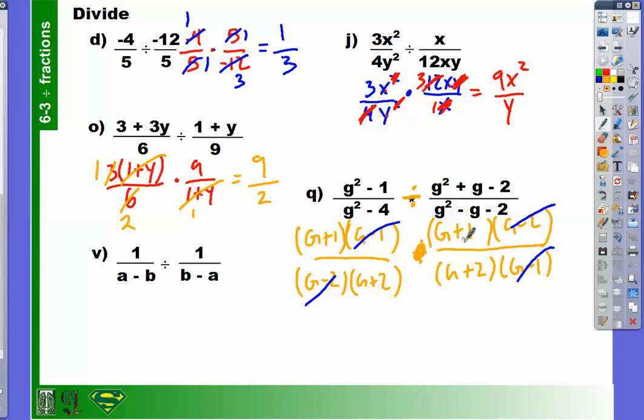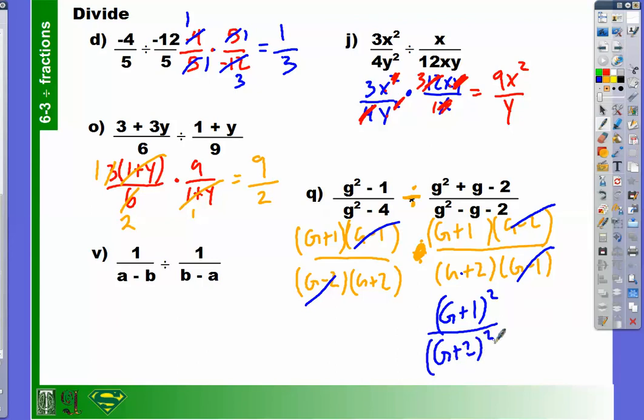Now we have G plus 1 times G plus 1. What's another way of saying G plus 1 times G plus 1? G plus 1 squared. What about G plus 2 times G plus 2? Sorry, times G plus 2. Yvonne? G plus 2 squared. And we are done.